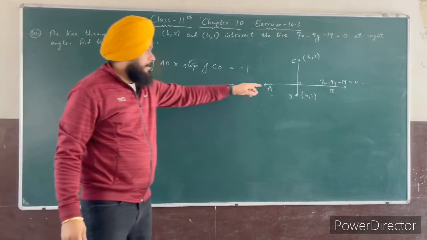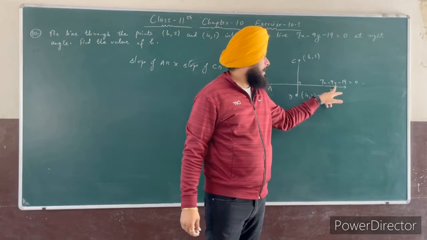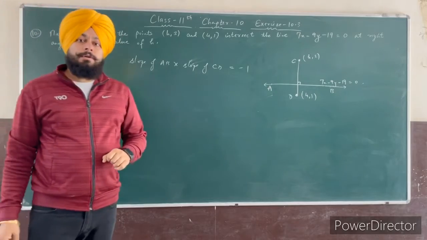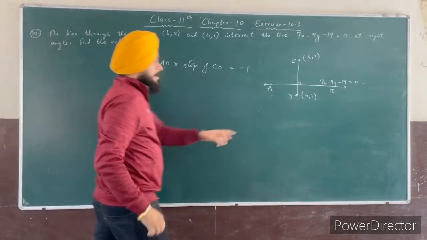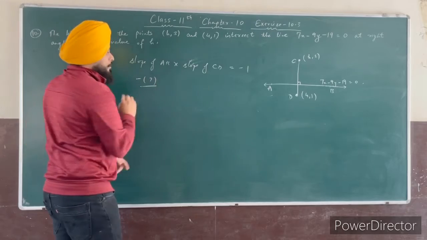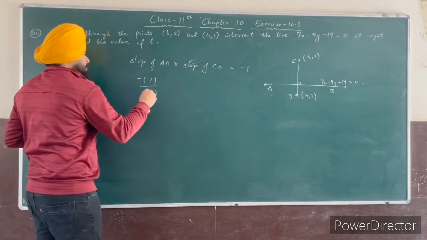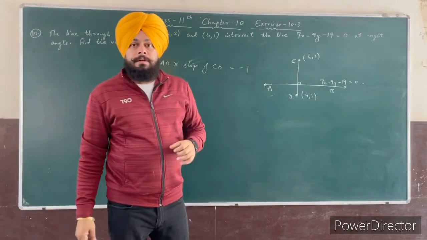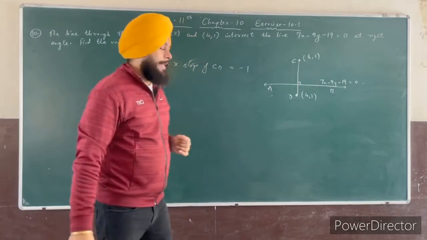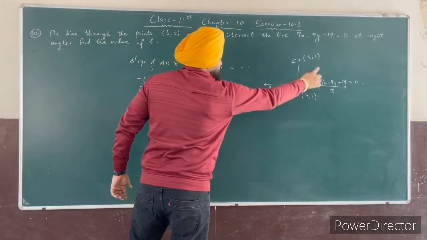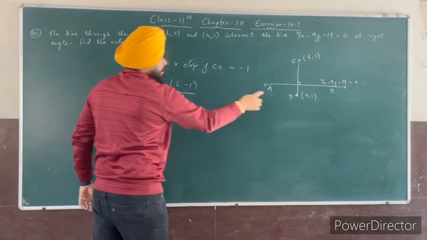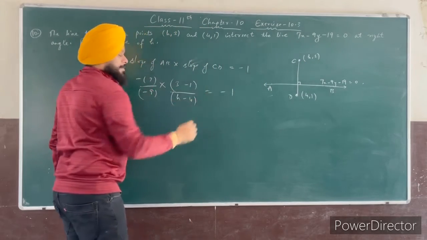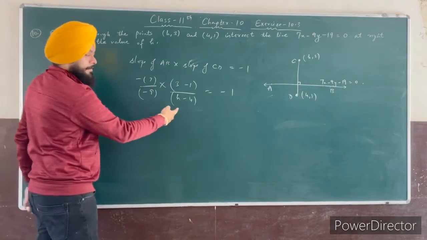So slope of AB. This is the equation of the line 7x minus 9y minus 19 is equal to 0. So what is the formula of slope? It is minus A over B. So the value of A is here 7 and the value of B is minus 9. Slope of CD: when 2 points are given, the formula of slope is y2 minus y1 upon x2 minus x1. So y2 is here, write 3 minus 1 and x2 is h minus 4, is equal to how much? Minus 1. Now solving this, we will get the value of h.